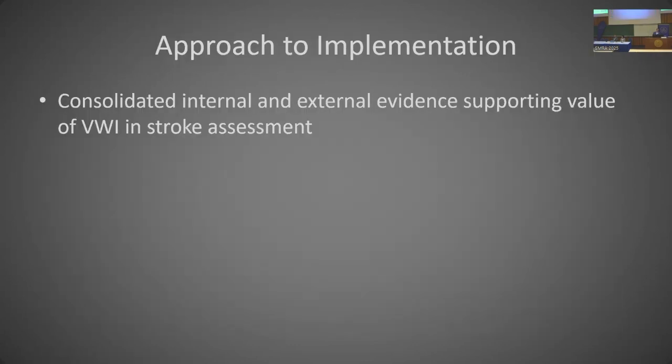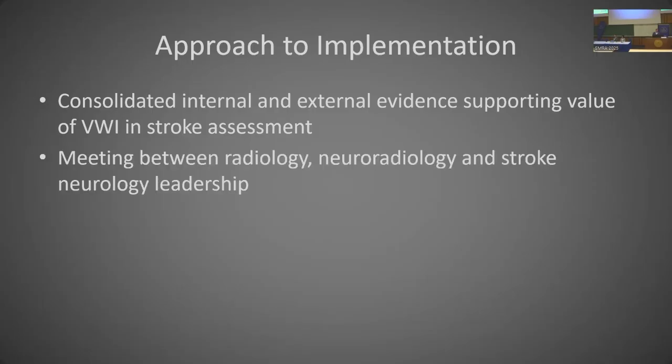So from there, all this data I presented, plus additional data that we'd collected at our institution, we collated it all together, and then we had a meeting between radiology, neuroradiology, and stroke neurology leadership to discuss what we wanted to do, how we wanted to implement vessel wall imaging. We went through a number of ideas. It's probably going to be most impactful in those patients with undetermined stroke etiology. Should we do it in just those patients?